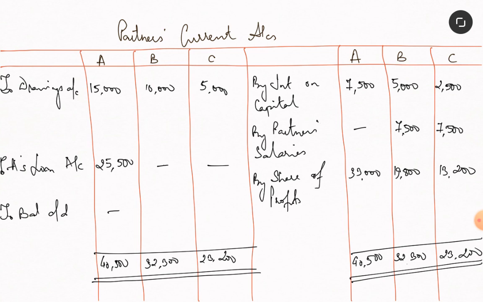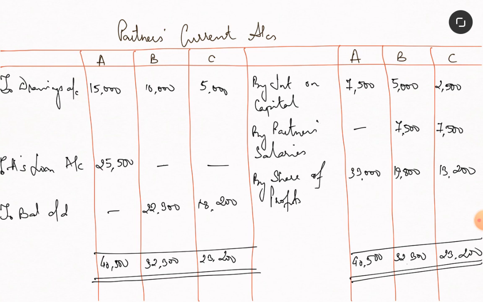Okay, now let's see the balances for B and C. For B, balance is 32,300 minus 10,000. It will give us rupees 22,300. And for C, 23,200 minus 5,000, it comes to rupees 18,200. Okay, so now we have the balances. We also know all the details with regards to your retiring partner. And in the question, they've told us prepare profit and loss appropriation account. We've done that. Partner's current account, that is also done.